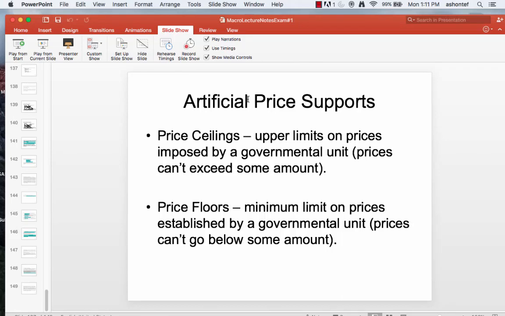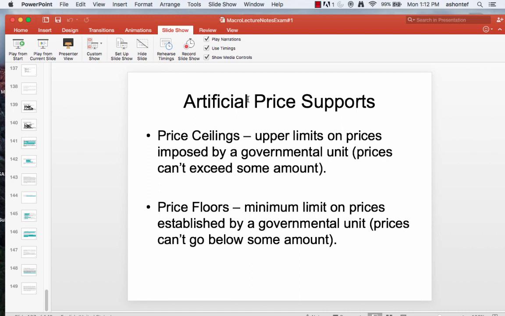So before we go over the homework questions for Chapter 6 and Chapter 7, I just want to briefly review a couple of the concepts. Chapter 6 homework is focusing on artificial price supports, while Chapter 7 is focusing on consumer surplus and producer surplus ideas. So, a quick review using the PowerPoint lecture notes.